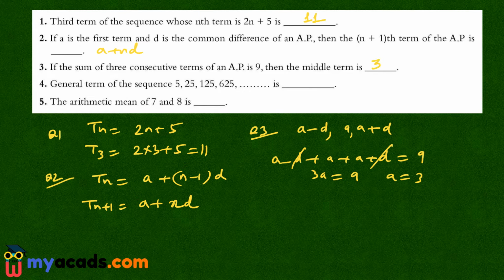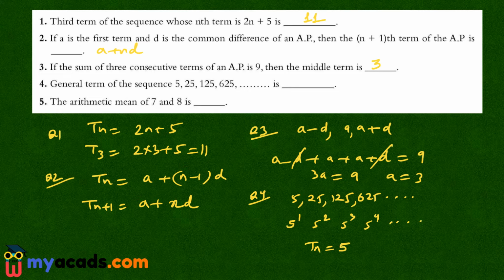After that the question is, the general term for the sequence 5, 25, 125, 625 and so on is. So question 4 is 5, 25, 125, 625 and so on. I can write this as 5 raised to the power 1, 5 raised to the power 2, 5 raised to the power 3, 5 raised to the power 4 and so on. So my general term Tn is 5 raised to the power n. 5 raised to the power n is the answer.